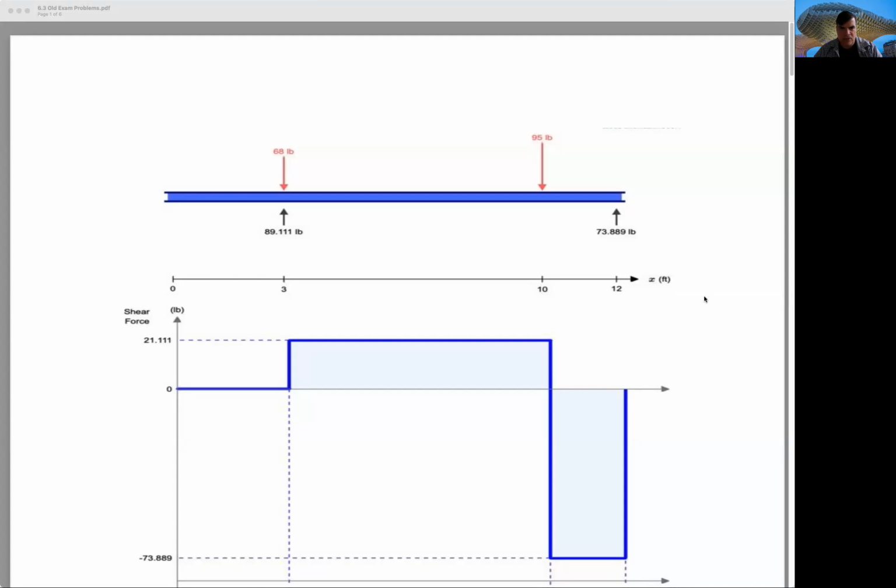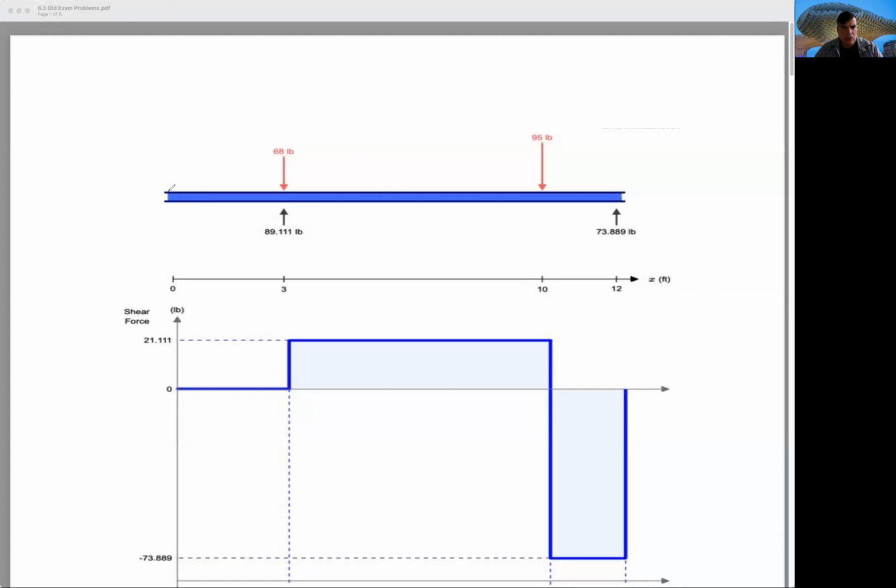This class is related to moment diagrams, and I will be doing some problems from past years, from midterms and quizzes from the past. The first problem is a very simple one. I will not be resolving this problem.